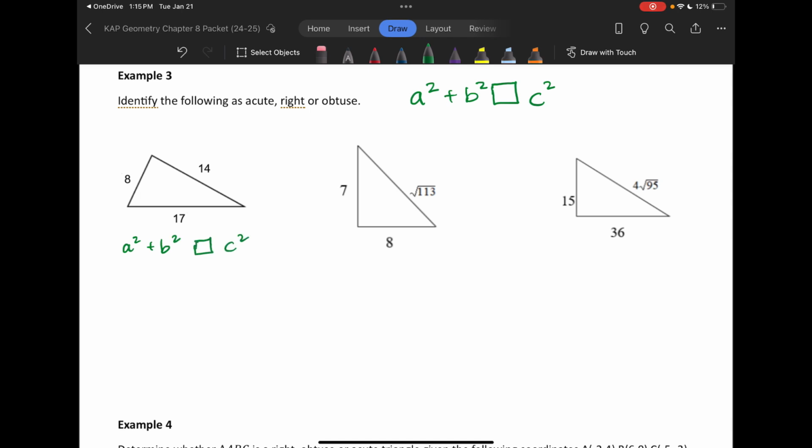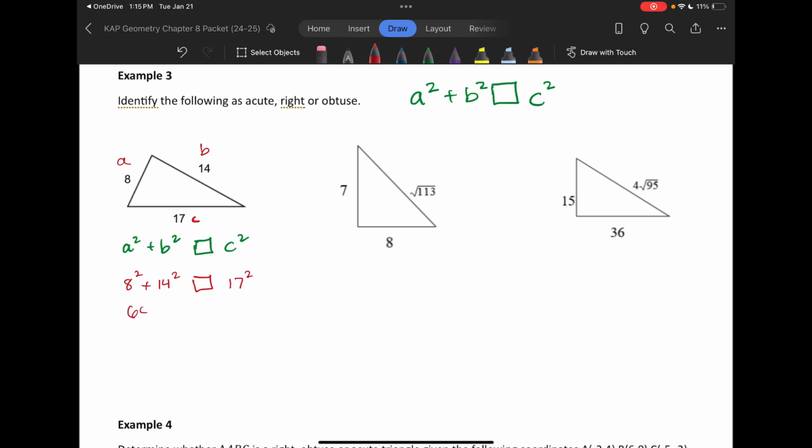Is it equal, less than, or greater than c squared? Labeling this to identify whether these are acute, right, or obtuse, I want to start with identifying my c value. C is the longest side, so in this case, 17 is c. We can call 8 a, and b can be 14. Setting this up for the Pythagorean theorem, I'm looking at 8 squared plus 14 squared, and I don't know yet how it compares to c squared, which is 17 squared.